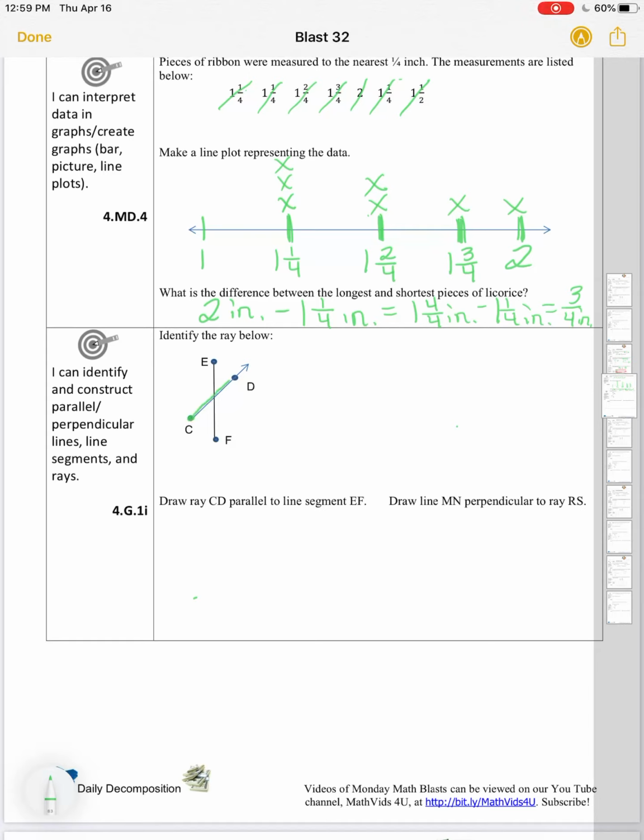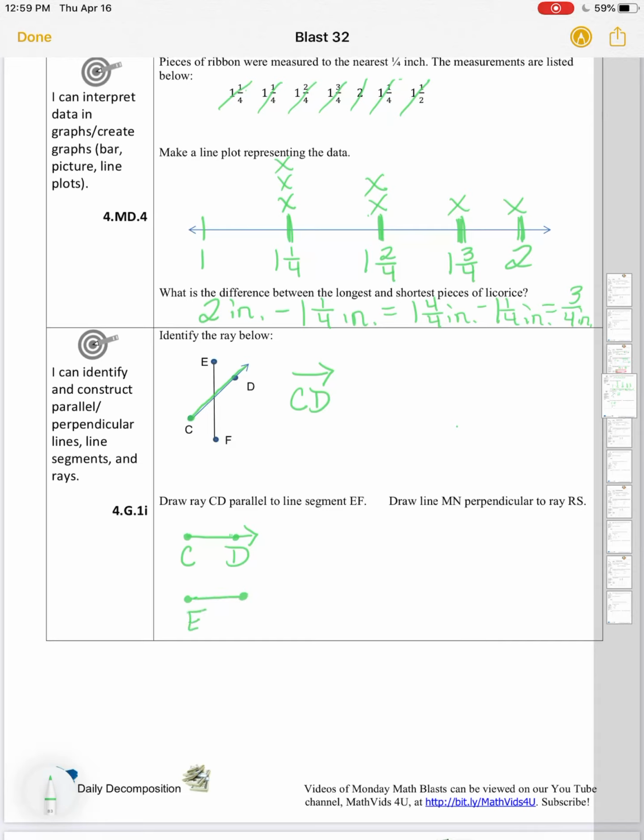Identify the ray below. A ray has an endpoint and continues to infinity in one direction. So we're going to say we have ray CD. Draw ray CD parallel to line segment EF. So if I want to draw ray CD, remember I have to have C at my initial point, and it's going to go in the direction of D. So CD. And to be parallel means never ever touch, no matter how far extended.